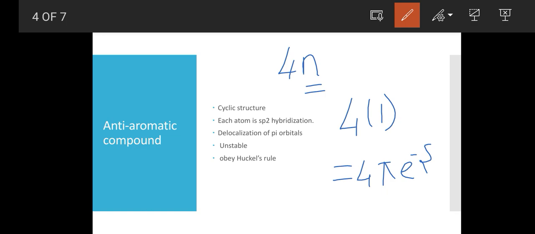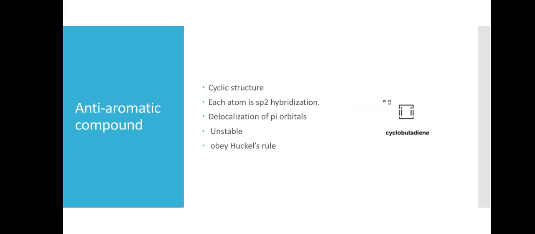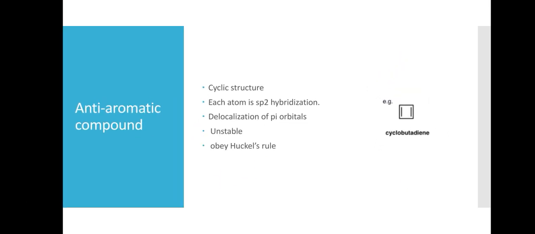Let us see the example for the anti-aromatic. Cyclobutadiene is the example for the anti-aromatic. Let us count the pi electrons here: 2, 4. We have 2 double bonds here, so the electron count is 4 pi electrons, and we get the answer in the rule of 4 pi electrons. So cyclobutadiene is an anti-aromatic compound.